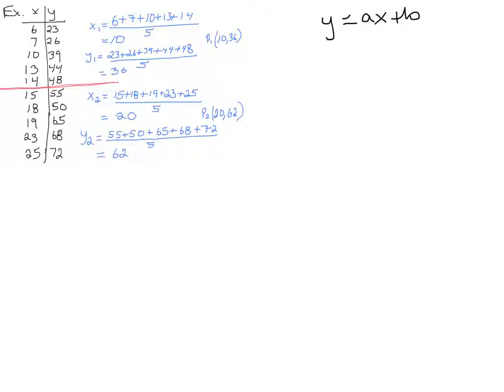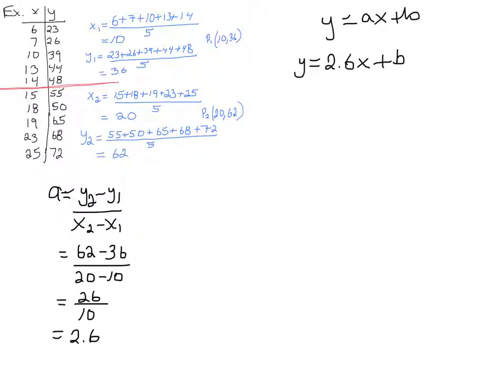How do I find the equation of a line? What's the first step in y equals ax plus b? Get the slope. Find the slope, find a. Then I have to plug in my x and my y to calculate my b.